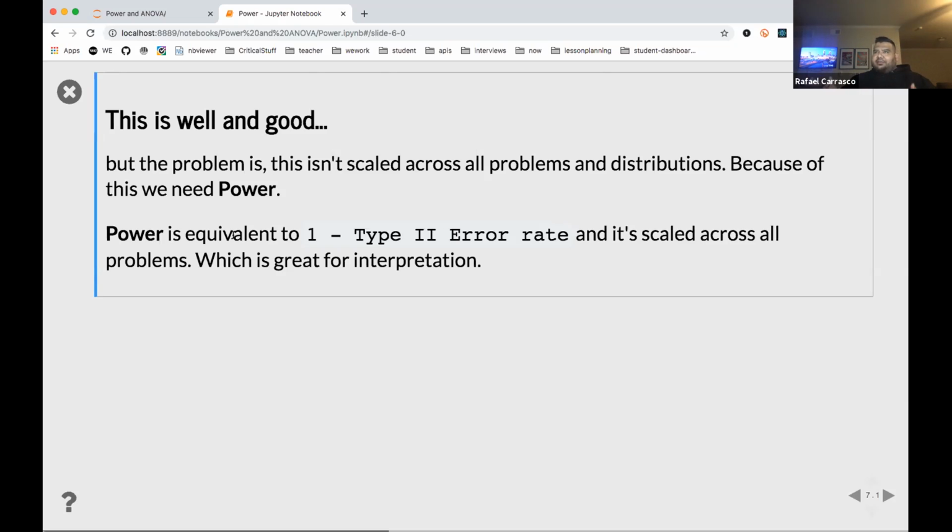It's really looking at your type 2 error rate, like the inverse of it. But what's great is that it's scaled. It takes into account all the observations you're running. It takes into account your alpha value. It takes into account all the things that you could change, and so you can compare your power between experiments much easier than you could your effect size. And here, power is equivalent to 1 minus type 2 error, and it's scaled across all the problems, which is great for interpretation.